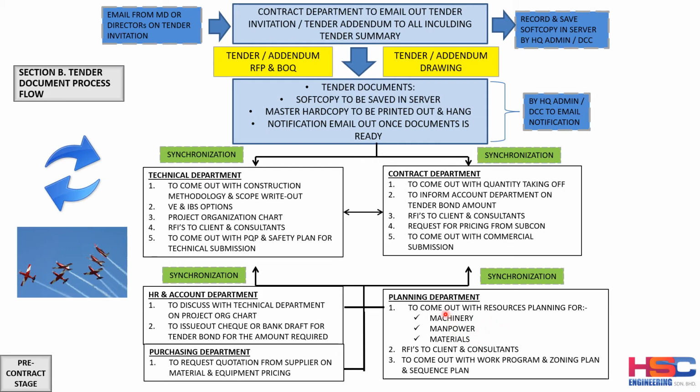The planning department needs to discuss clearly with the technical department to ensure that they have the same understanding in terms of how to plan to do the project. When they have come up with all the resource planning for the machinery, manpower, and material, they also have to come up with the work breakdown structure for the work that needs to be done, the WBS for the project.